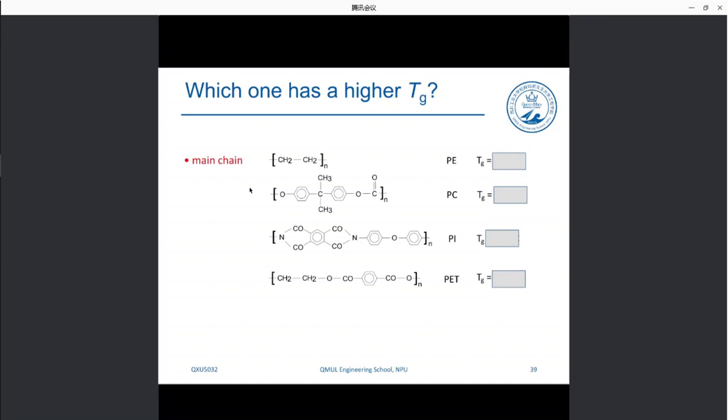And can you please text me and let me know, in terms of sequence, which are the highest, from highest to lower glass transition temperature for these materials? From higher to lower, okay?